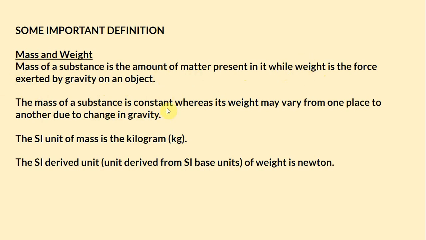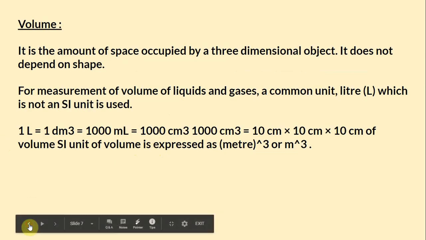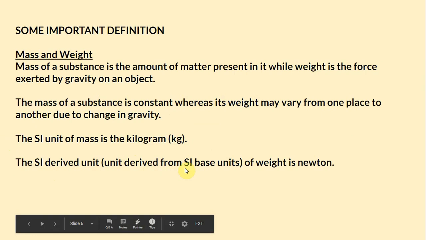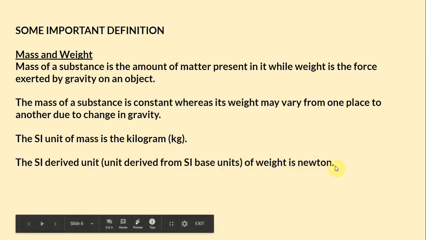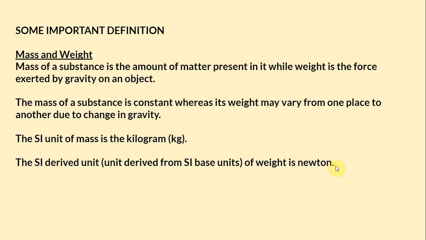The mass of a substance is constant, whereas its weight may vary from one place to another due to a change in gravity. If one place has a different gravity from another place, the weight can change. The SI unit of mass is the kilogram, kg. The SI derived unit of weight is the newton, which is dependent on mass, that is, kilogram.